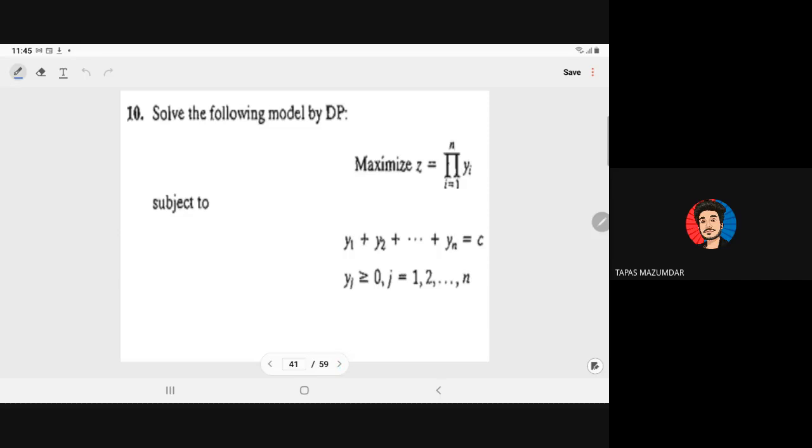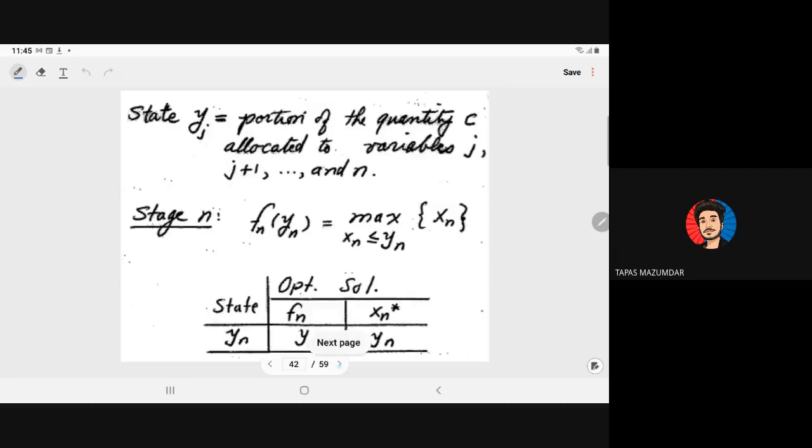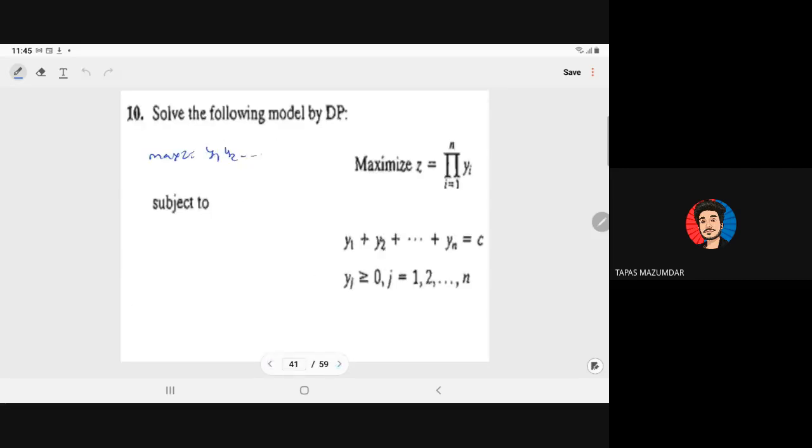Now solve the following model by dynamic programming. Maximize z is equal to y1 y2, or instead of y1 y2, you take x1 x2 up to xn, they are in product, subject to x1 plus x2 plus up to xn is equal to c, and all the xj greater than or equal to 0.